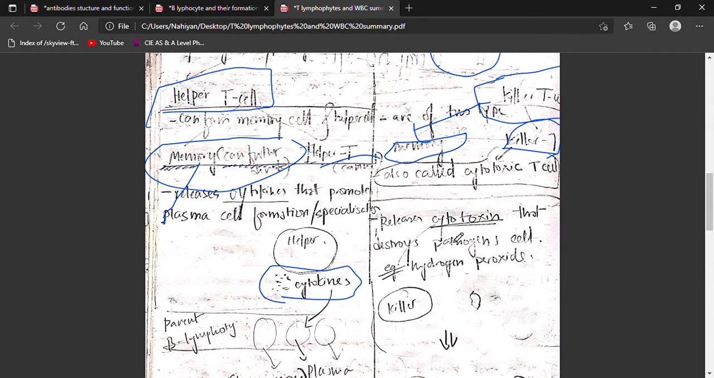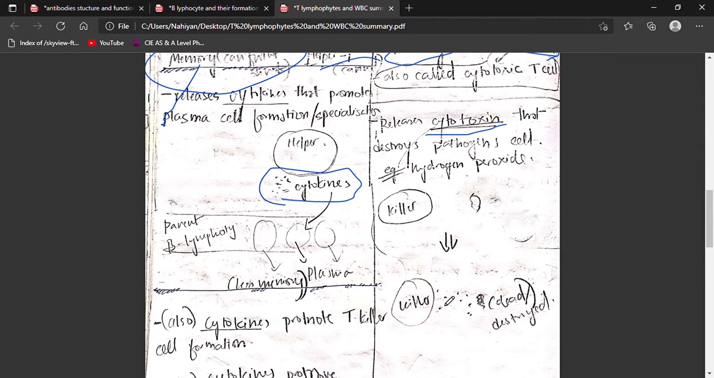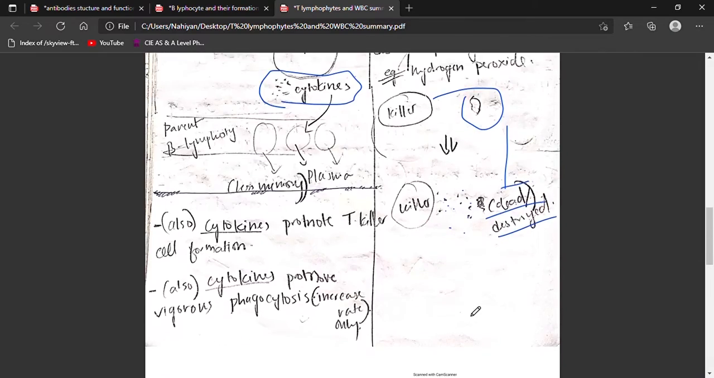But here, we produce an alternate, which is the cytotoxin. So this killer cell produces these chemicals called cytotoxins, and they destroy the pathogen. So they are dead or destroyed, and this is the difference.